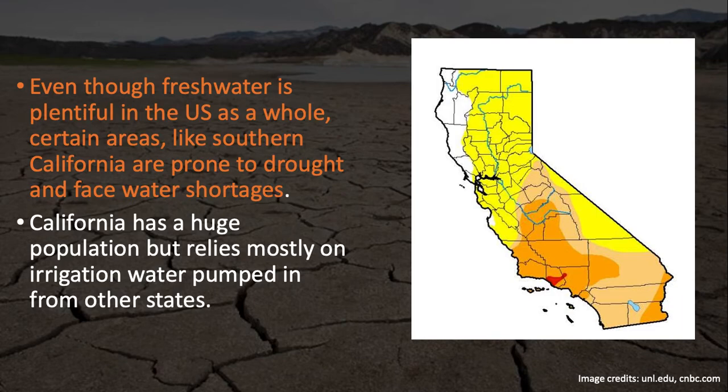Even though fresh water is plentiful in the U.S. on the whole, certain areas like Southern California are prone to drought and face water shortages. California has a huge population and relies mostly on irrigation water pumped in from other states. The Colorado River, for example, is where Los Angeles gets most of its water.